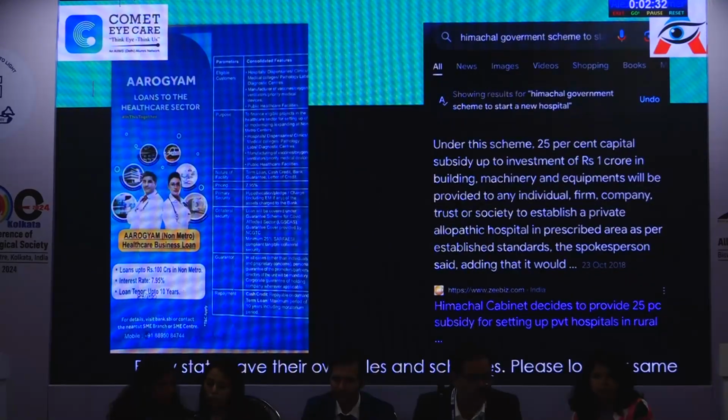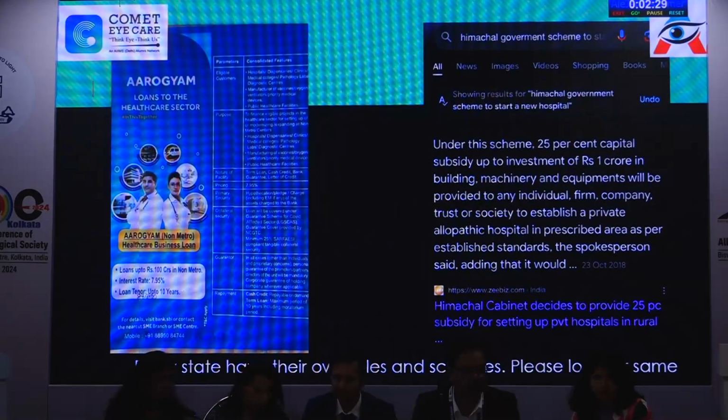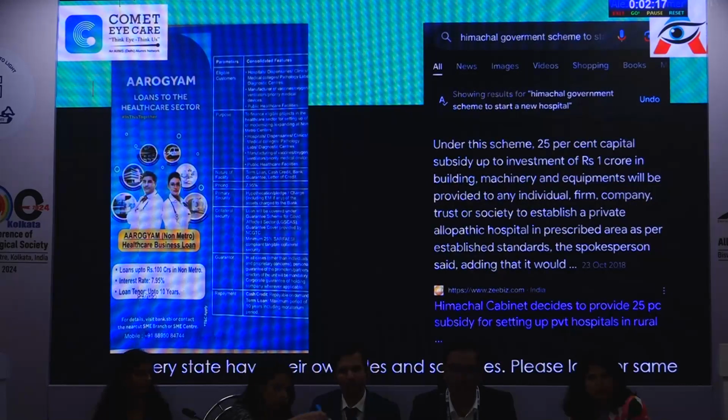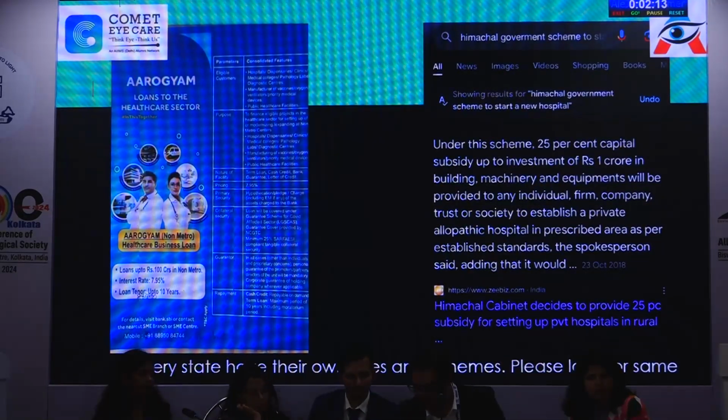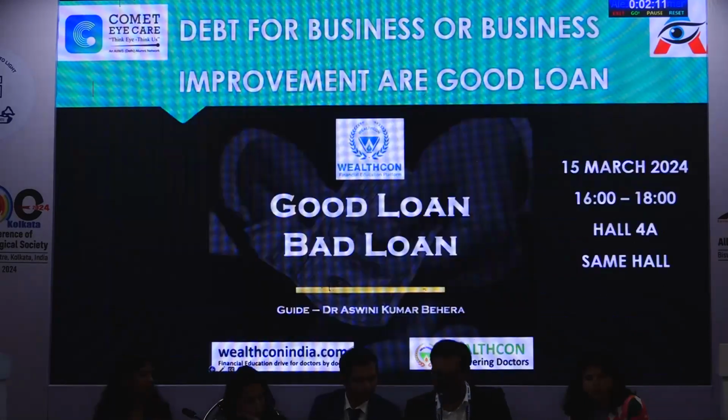When I was opening my center, there was the Arogyam scheme by SBI, which provides 7.95 percent interest for doctors. And in Himachal, one of the seniors opened a center, and they gave a 25% capital subsidy. If you invest 1 crore, they will deposit that amount, and after 2 to 3 years, you can remove that money from your account. So every state has its own rules. You have to look for that.